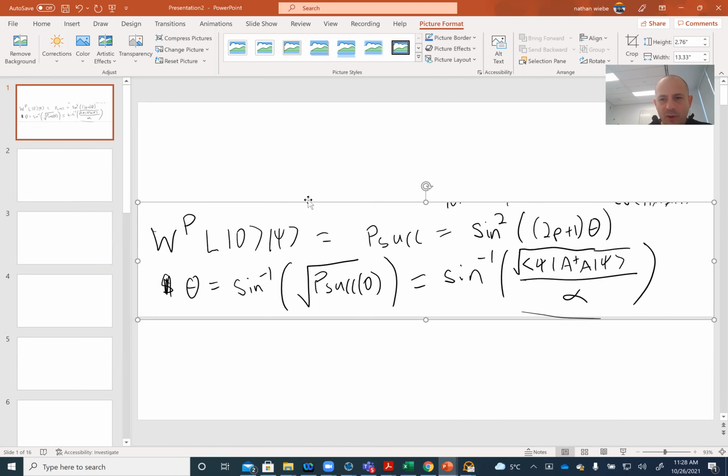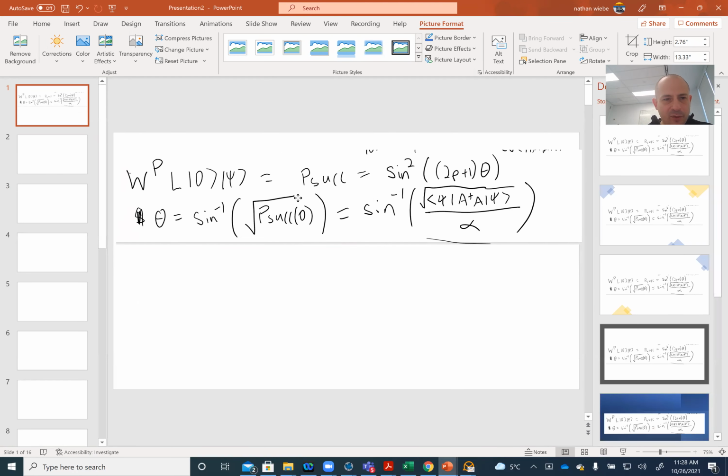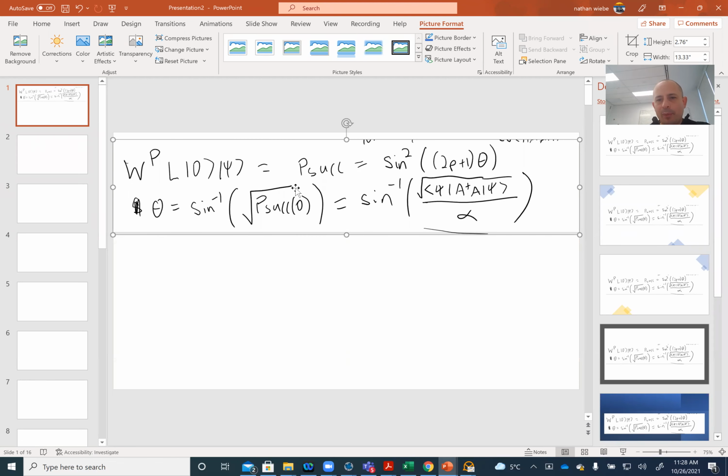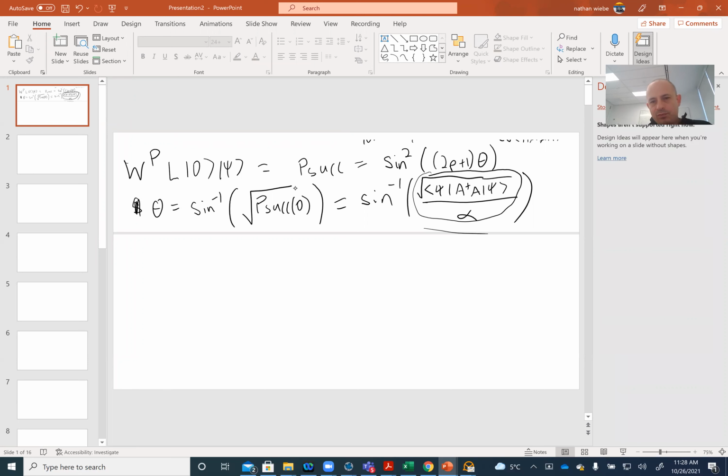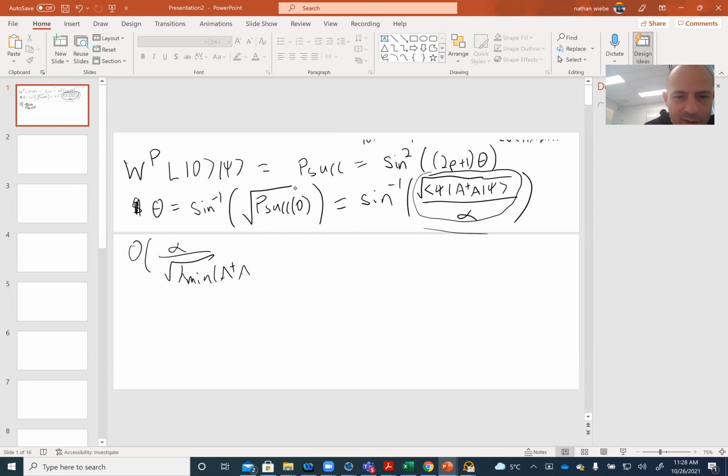Cool. So this ended up giving us our probability of success. So the number of operations that we ended up needing was, of course, scaling like the reciprocal of this guy over here. Another way of writing this is that the number of operations that we need would be in order alpha divided by the square root of the minimum eigenvalue of A dagger A. That certainly is true.